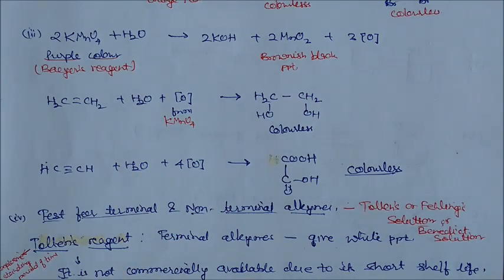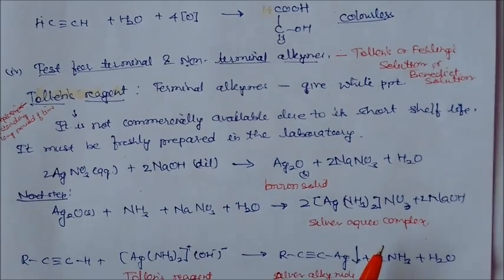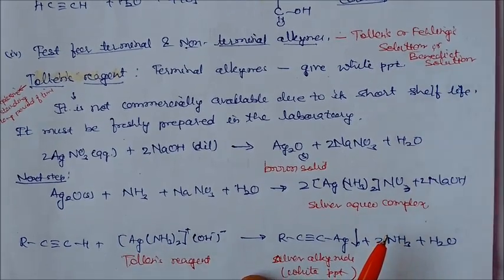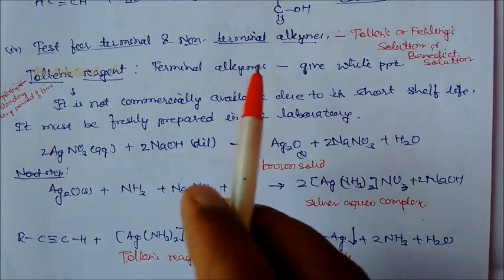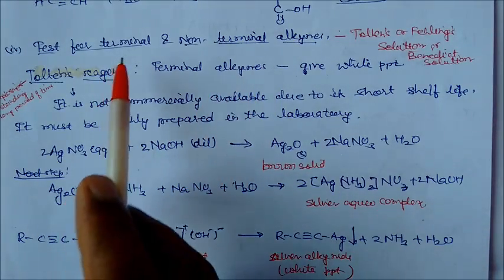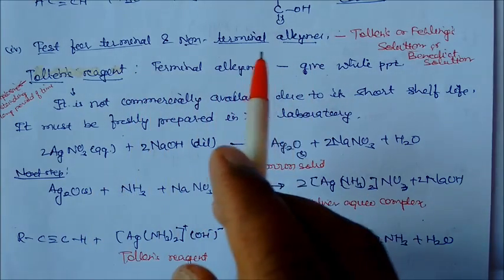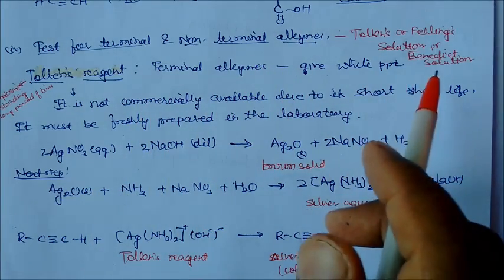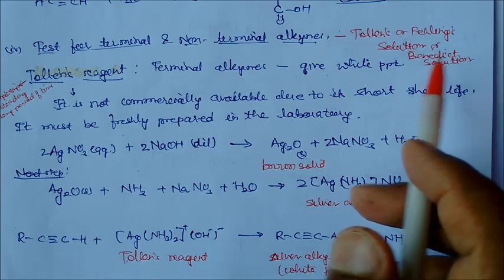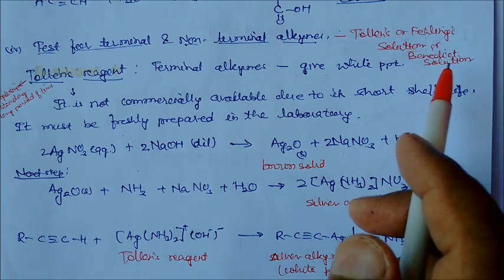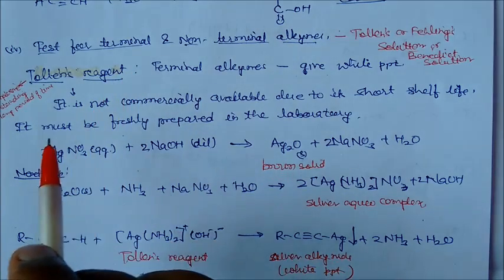Among the alkynes, we have two different types: one is terminal alkyne and second is non-terminal alkyne. So we can distinguish between terminal and non-terminal alkyne. The terminal alkyne test is given by Tollens or Benedict solution. So there are two reagents, and from this or Fehling's solution, these three reagents we can identify the terminal alkyne. So let us see this one.